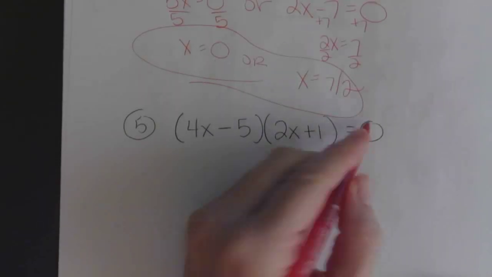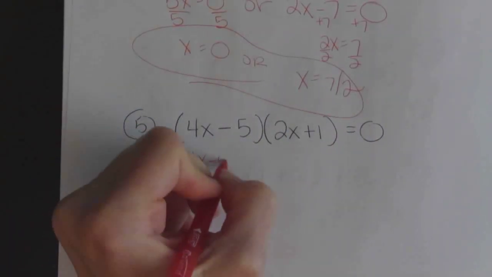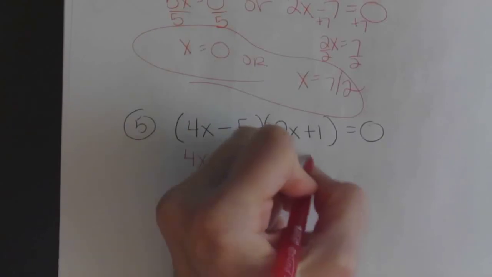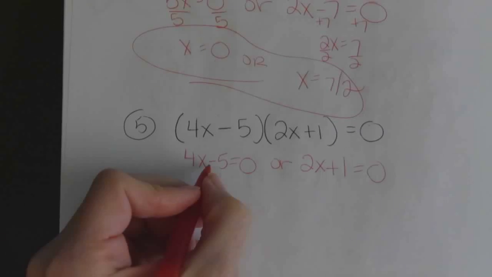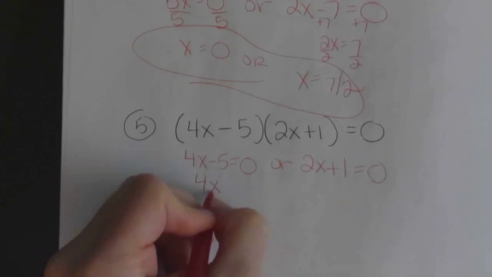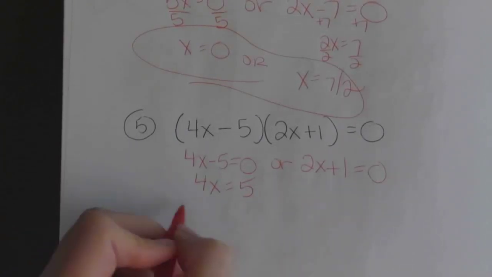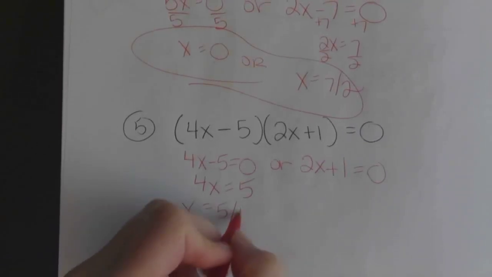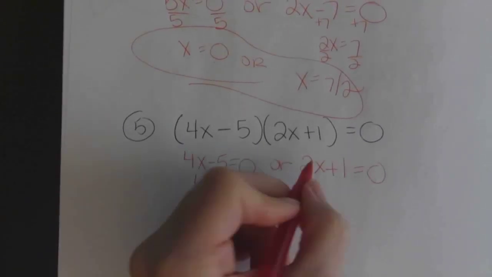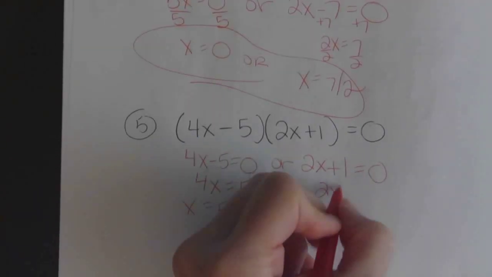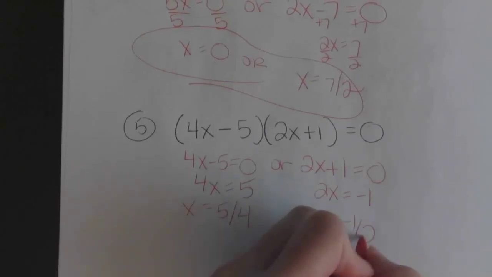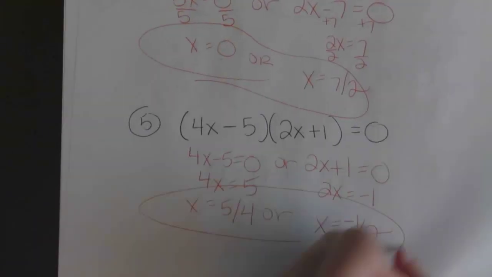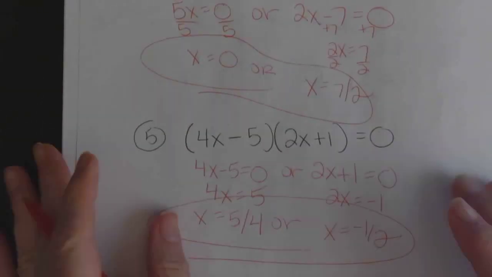And the last one, number 5, again, this times this makes 0. So either 4x minus 5 equals 0 or 2x plus 1 equals 0. And then you solve. Let's try to do this one in our head. Add the 5, so 4x equals 5. Divide by 4, so x is 5/4. Here, subtract 1, so 2x equals -1. Divide by 2, -1/2. And those are your answers.